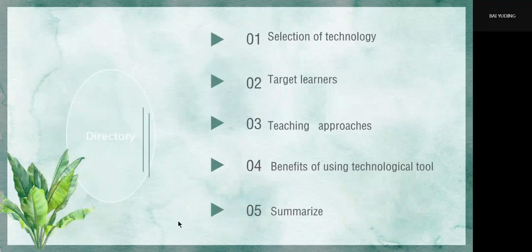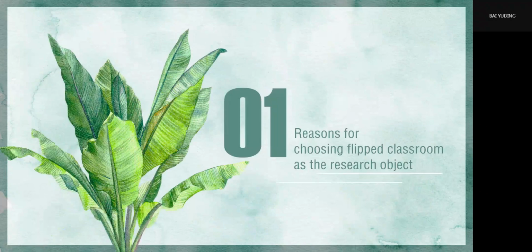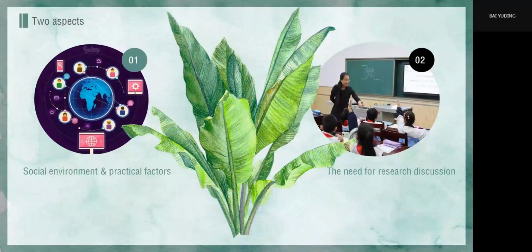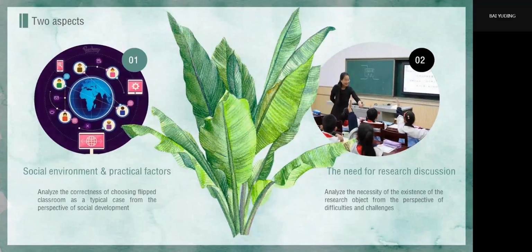We have 5 persons in this group, and each of us is responsible for the analysis and explanation of a model. That's my part: the reasons for choosing flipped classroom as the research object. Those are 2 aspects I'll tell you. First is the social environment and practical factors.